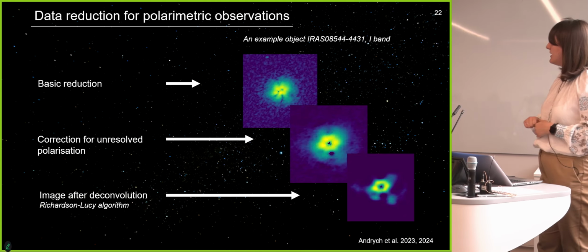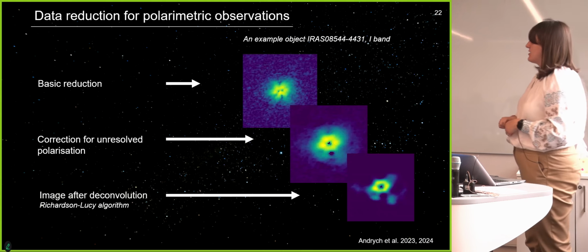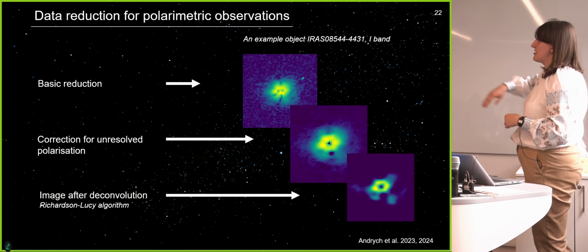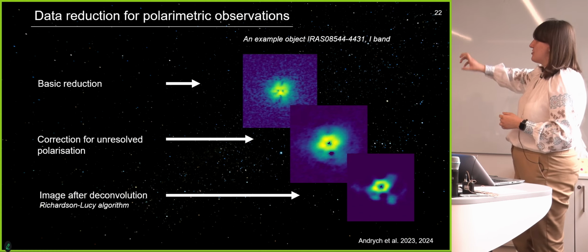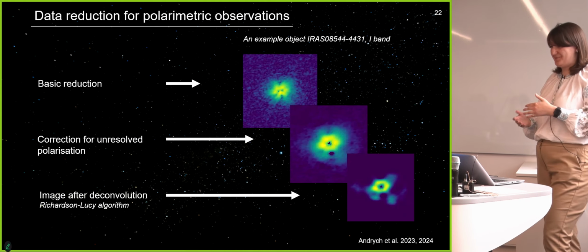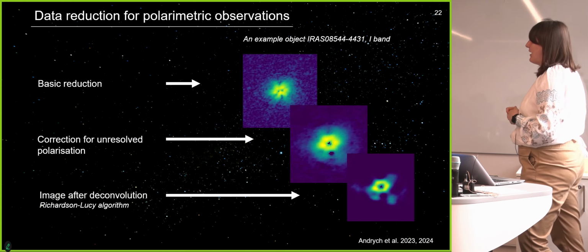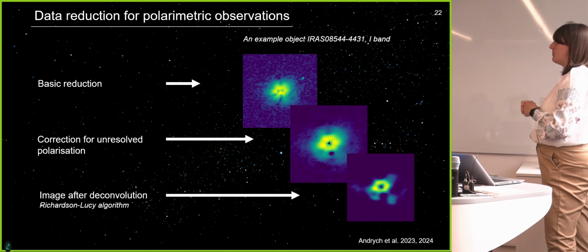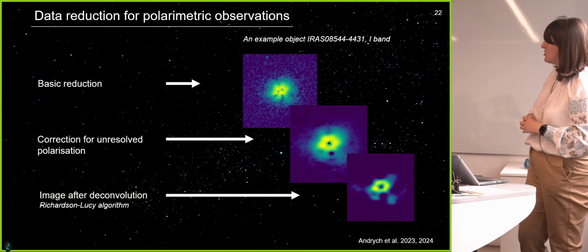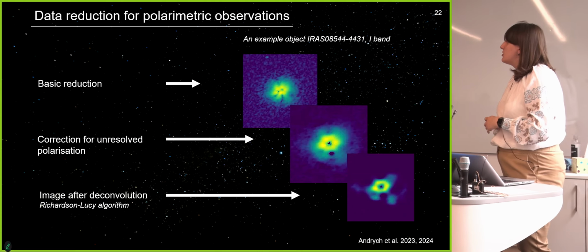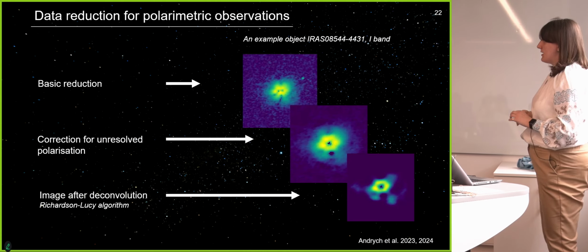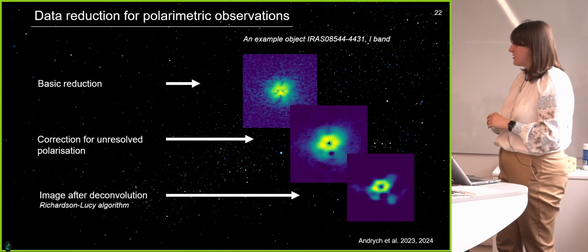So these are SPHERE simple camera data. And as you can see, the issue that we faced first, after the basic reduction with existing software, was that the image was kind of rotating during the time of observations, which is not supposed to happen. So this was the bias coming from the telescope polarization that was changing during the observations because the orientation of the telescope was changing. So we adapted slightly the SZ pipeline developed at ETH Zurich to correct for that.